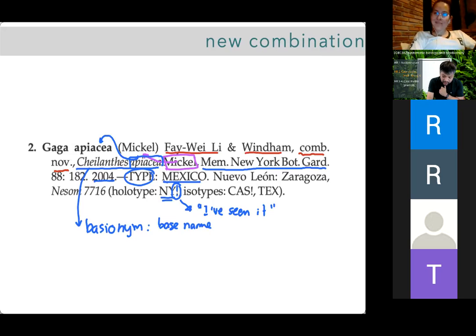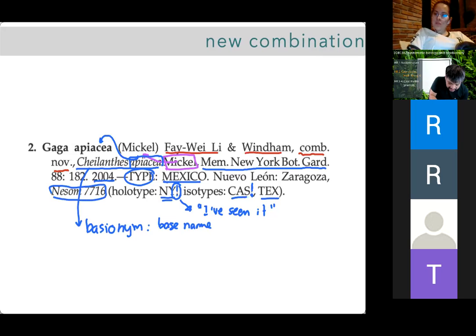The same thing here. He also went to CAS, which is the California Academy of Sciences, to see this. So he went to California and saw that specimen too. So he's seen both the holotype and the isotype, and he pretty much confirmed that it belongs to that new genus here. But he didn't go to Texas because he didn't owe the Texas. So he's seen the specimens from New York and the California Academy of Sciences. But he knows there's an isotype at Texas as well, but he didn't go see it. So that's how you read between the lines. And that specimen is Nisome 7716. There's a holotype in New York.